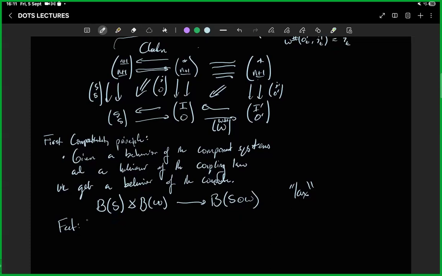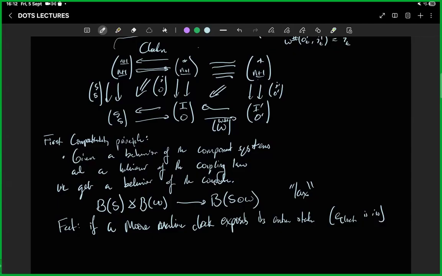Now, we'll note, so it's a fact, and I may come back to give a cleaner analysis of this fact later. But fact: if a Moore machine clock exposes its entire state, i.e. the expose map of the clock is an isomorphism, which above we took to be the identity, then the above will be a bijection. I may at some point turn around to prove this, but I don't think I'm going to do it now. That's the situation we're in.